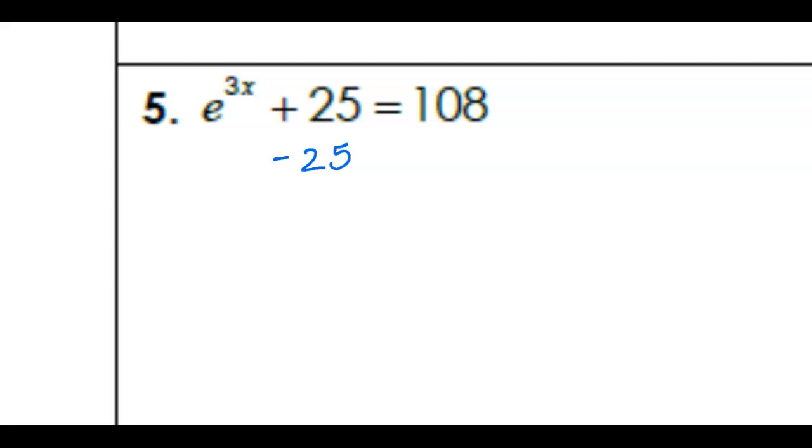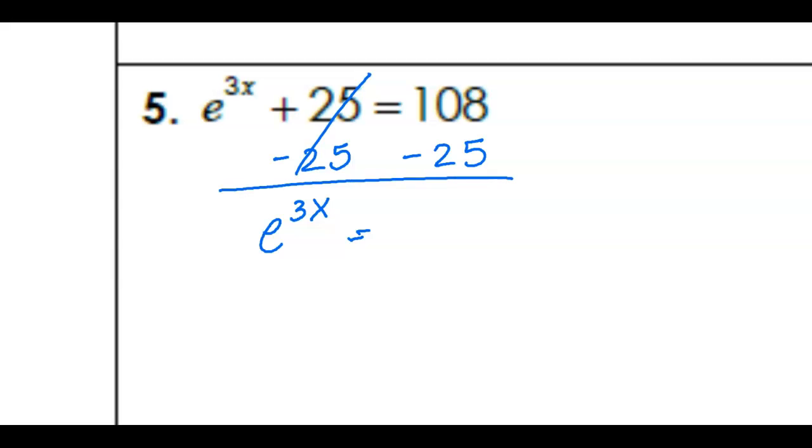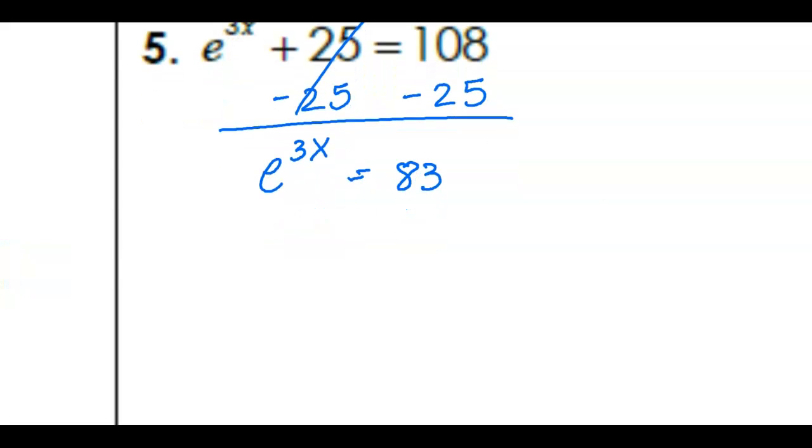Yeah, you're trying to get the exponential term all by itself on one side, just like we got the log all by itself on one side. So we have e raised to the power of 3x equals, what's 108 minus 25? What is that? Thank you. Now what? We have the exponential term all by itself. Make it into a log.